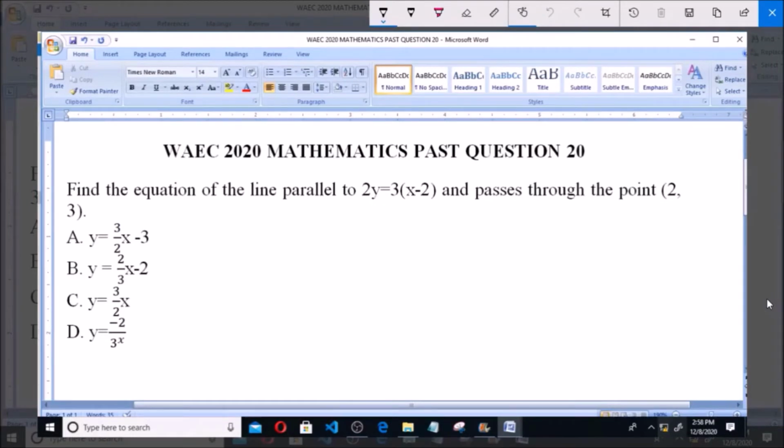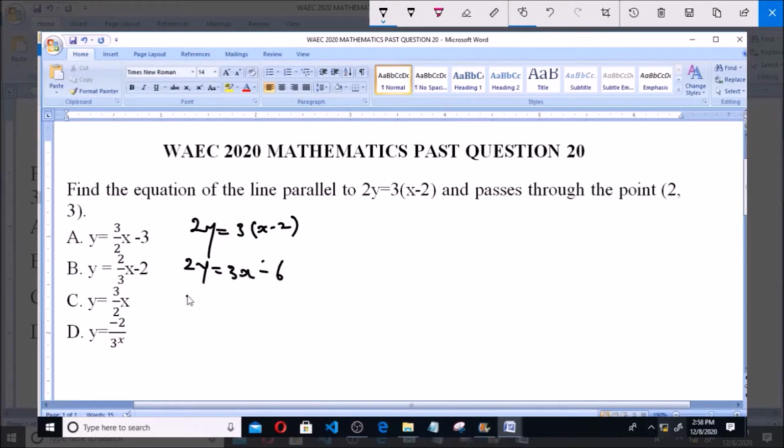I'll be answering WAEC 2020 Mathematics Past Question 20. Find the equation of the line parallel to line 2y is equal to 3 into x minus 2 and passes through the point of coordinates 2, 3. Now the first line is 2y is equal to 3 into x minus 2. That is 2y is equal to 3x minus 6.